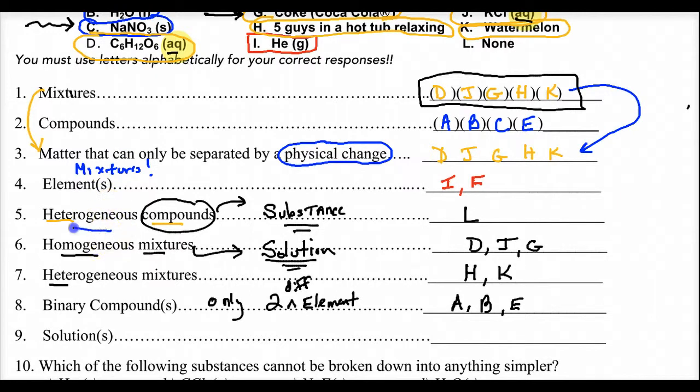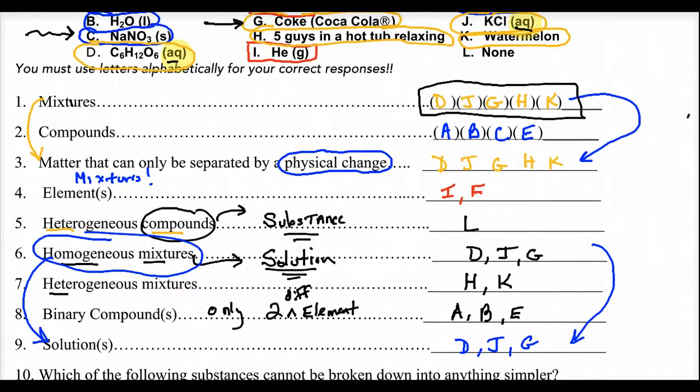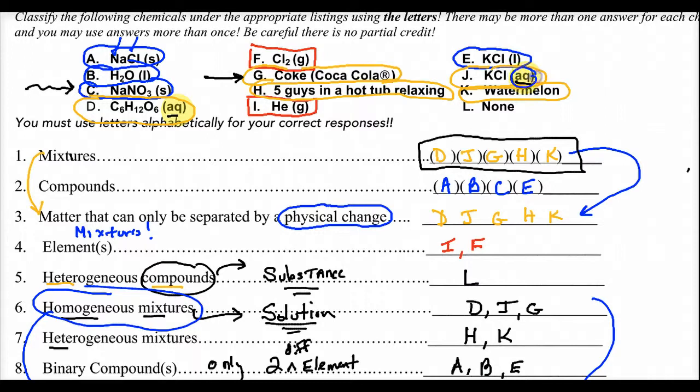A homogeneous mixture is a solution, so whatever you put for number 6 is what you should put down for number 9. And if you were to get something wrong on this quiz and you had the same ones here as here, I should give you full credit. Okay, a solution is a homogeneous mixture. It's denoted chemically by this AQ.